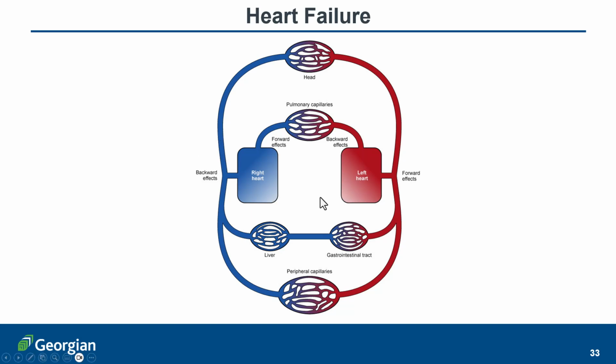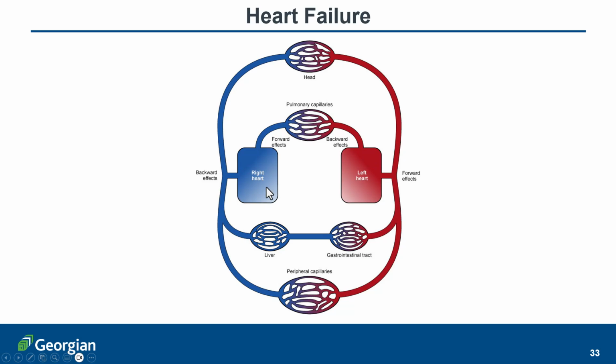So here it is schematically from A and P. If you have left-sided heart failure, the forward effects are all because of reduced cardiac output, reduced blood flow towards the upper part of the body, the brain, reduced blood flow towards the systemic system, the GI tract, the rest of the peripheral capillaries, etc. The backward effects of a left-sided heart failure are all because of congestion in the lungs, pulmonary congestion.